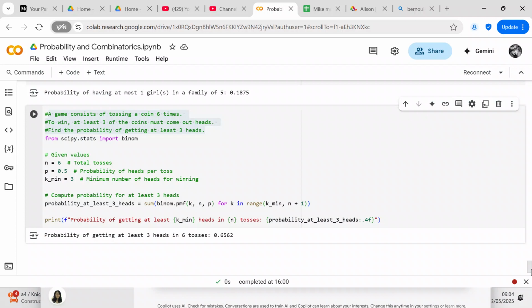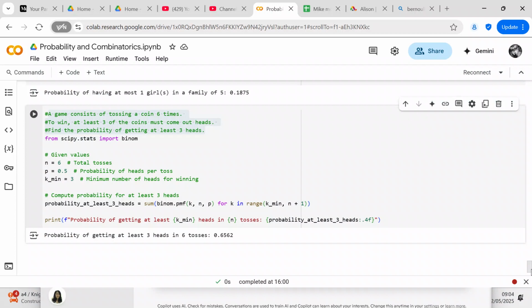So we compute the probability of at least 3 heads. Probability at least 3 heads equals sum of binom.pmf(k, n, p) for k in range(k_min, n + 1), and we print that out, and the probability is 0.6562.